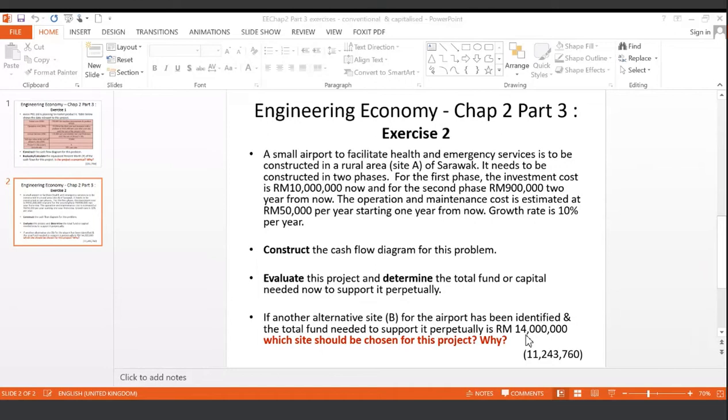Boleh buat tu? Can I see your cash flow diagram for this question? Okay, can you share?